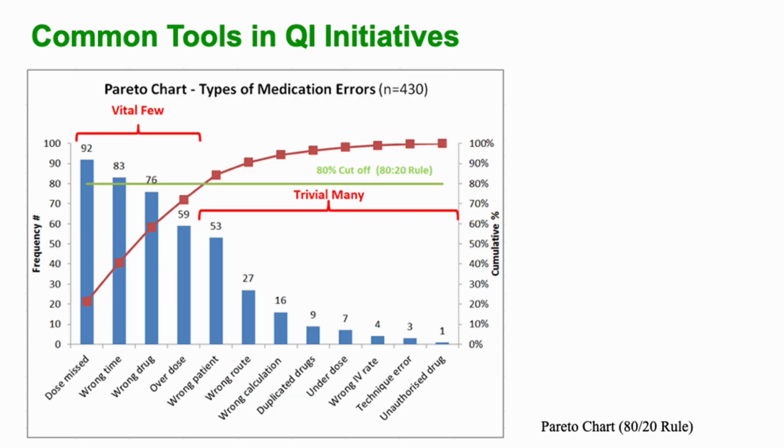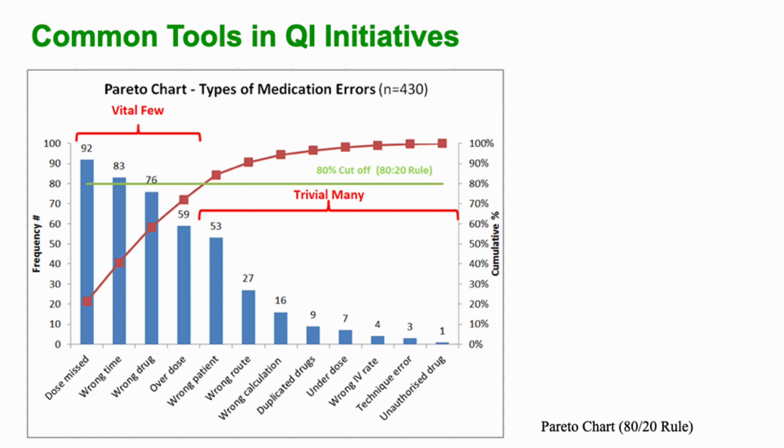Another tool in QI initiatives that I would like to discuss with you is called the Pareto chart. The Pareto chart is also known as the Pareto diagram or Pareto analysis. This is a graphical tool used in quality management and problem solving to identify and prioritize the most significant factors that can contribute to a problem.